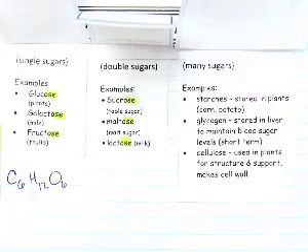And then cellulose, we already mentioned earlier, but here it is again. Used in plants for structure and support. It makes their cell wall.